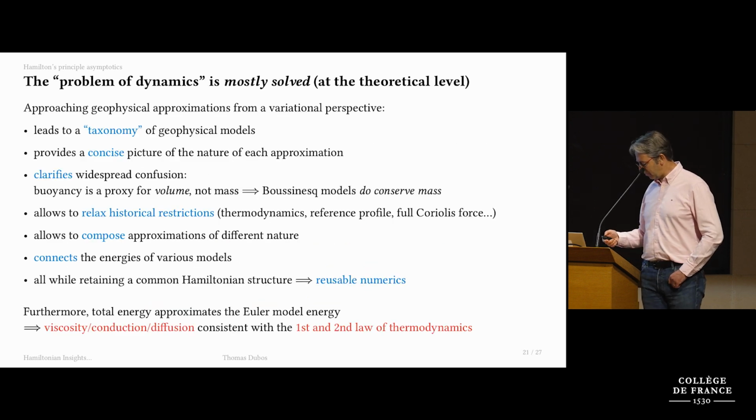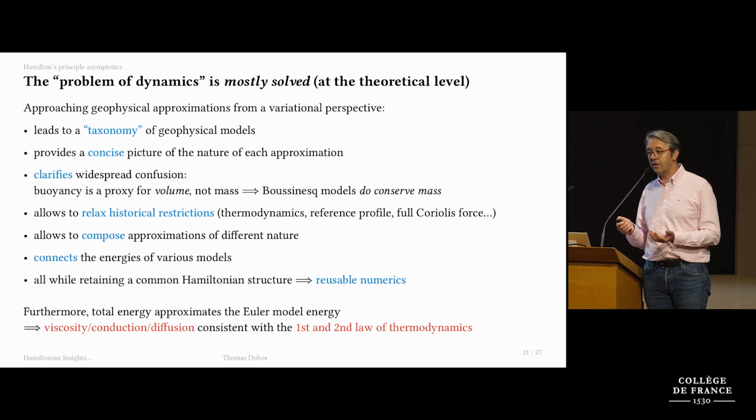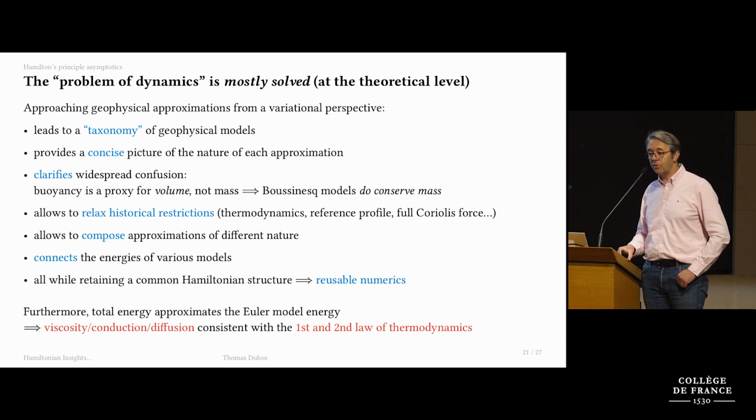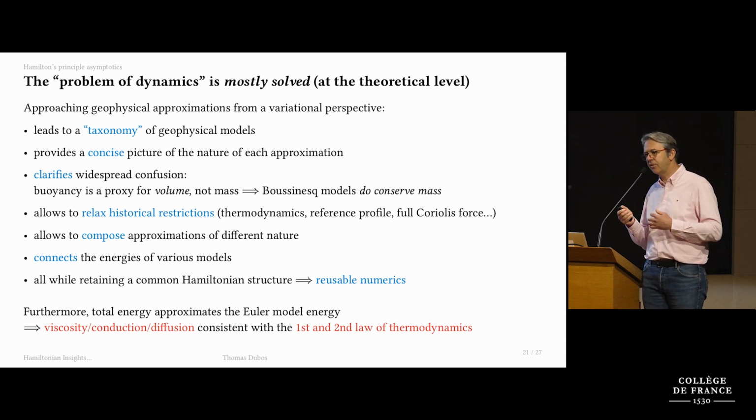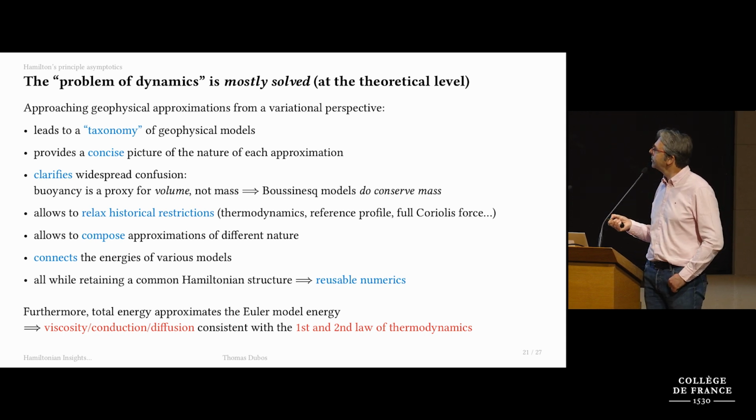So if I summarize, that's just an example. There are other approximations that can be treated by this approach, especially geometric approximations, like the shallow atmosphere approximation, approximations with respect to the Coriolis force, and also the hydrostatic approximation. So if you do that, you end up with a taxonomy of geophysical models, where because the approximations are characterized by how they modify the Lagrangian, they have a much more concise description than by, okay, there is this term in the equation that I change, and this other term in this other equation, and so on. It can clarify sometimes a confusion.